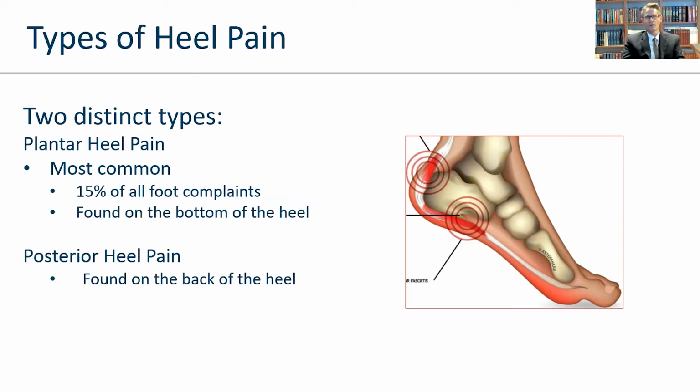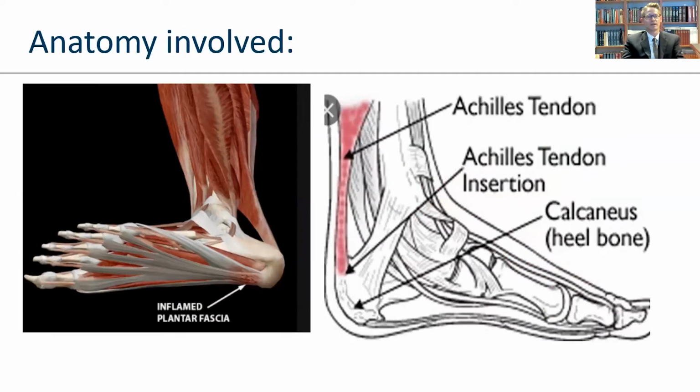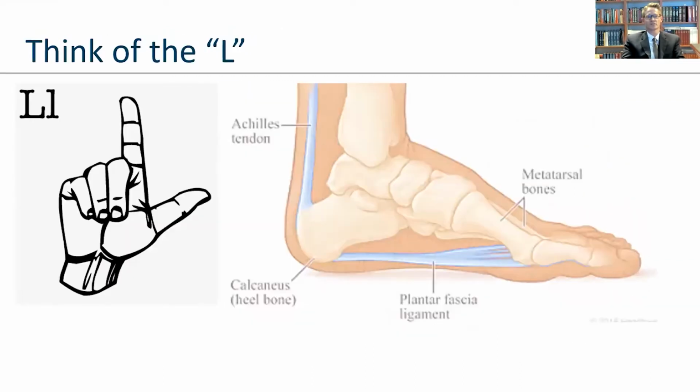The anatomy that's involved is the big key here. The inflamed plantar fascia is the bottom portion, and the back portion is the Achilles tendon. The big thing to understand with these two conditions is they are interrelated. Think of the letter L: your first finger coming down is your Achilles tendon. It hooks into your heel, and then it shoots out from there, almost as if you're looking at your thumb. Your Achilles tendon is connected to the heel, which springs out into the plantar fascia. So it's all realistically one unit. You injure one, it can injure the other.